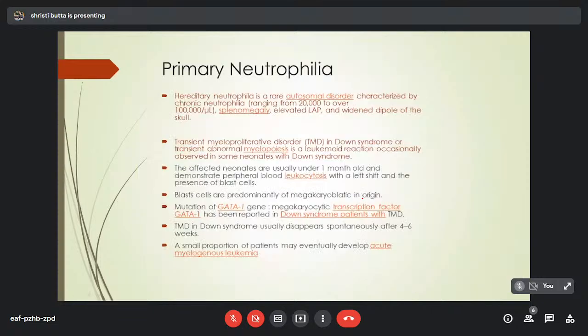Now coming to primary neutrophilia, they may be hereditary. It may be a rare autosomal disorder characterized by chronic neutrophilia ranging from 20,000 to over 1 lakh.